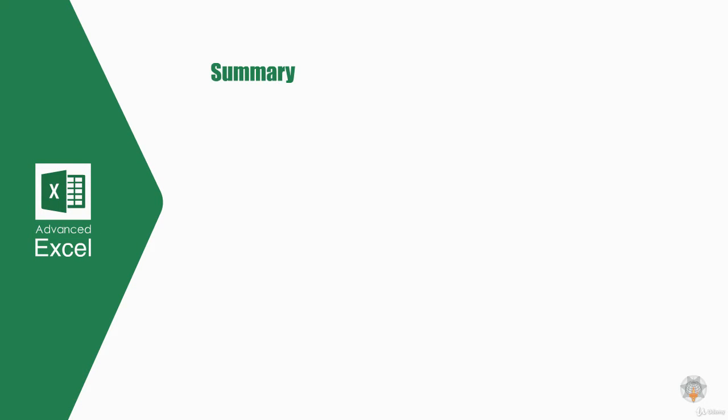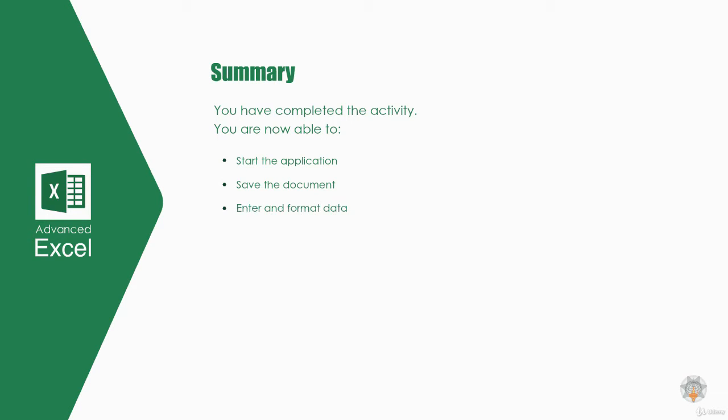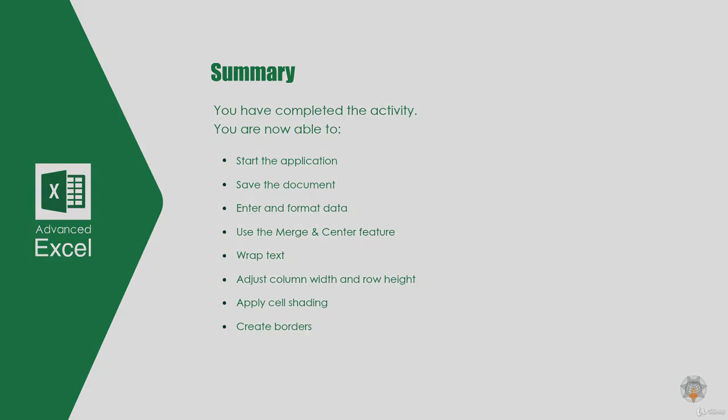Summary: you have completed the activity. You are now able to start the application, save the document, enter and format data, use the merge and center feature, wrap text, adjust column width and row height, apply cell shading, create borders.